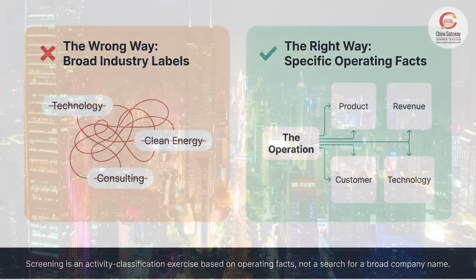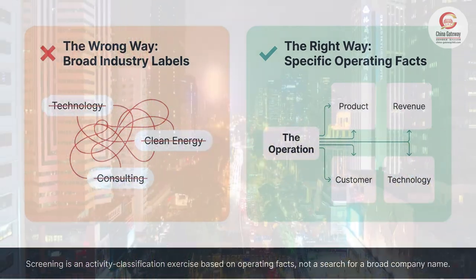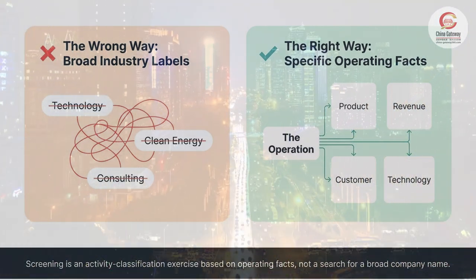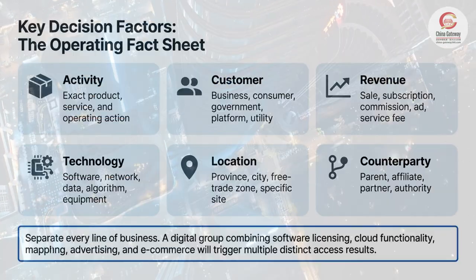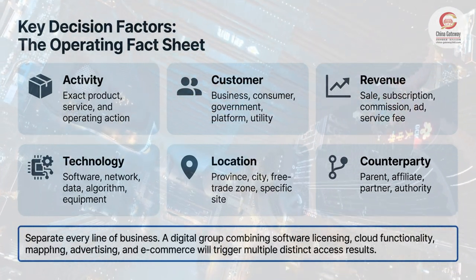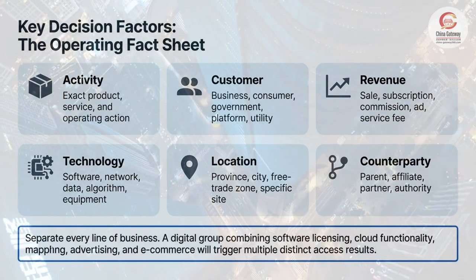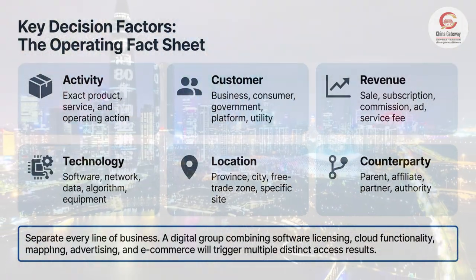You see, trying to box your business into generic labels like technology or clean energy is actually the wrong approach here. Regulatory screening isn't about broad strokes. It's a highly specific activity classification exercise based entirely on your operating facts. To get this right, every single distinct line of business has to be separated and evaluated against 6 key decision factors: your activity, customer base, revenue, technology, location, and counterparty. Skip this step, and you're practically inviting unforeseen regulatory hurdles.